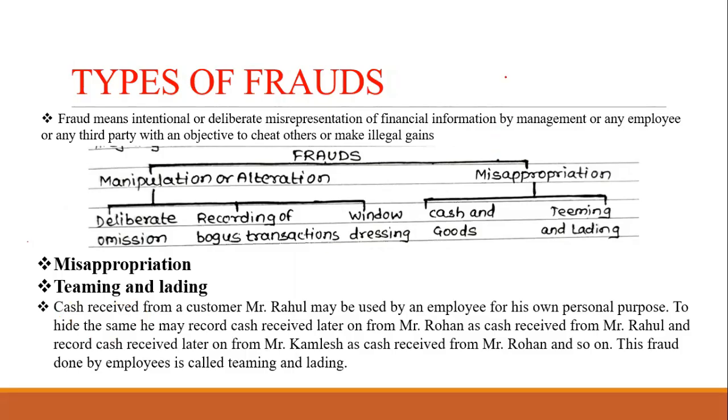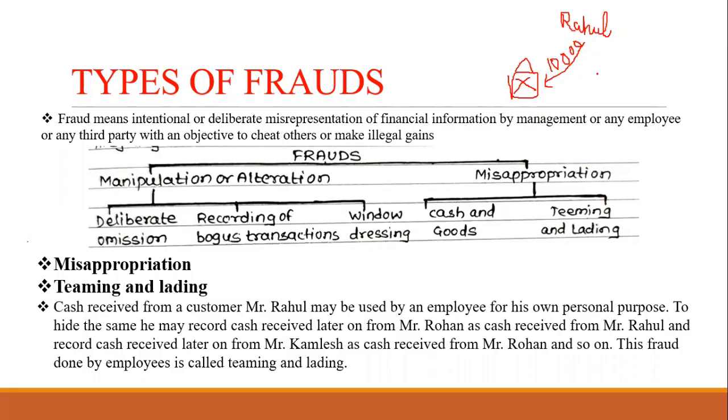Cash received. Let's say you are working in company X, or you are Mr. X working in a company. Cash received from a customer. There is one customer called Rahul. Cash received from a customer, Mr. Rahul, may be used by an employee for his personal use. So let's say Rahul, a customer, gave a payment to the company, let's say rupees 10,000. Now, as your duty, you had to post this amount into the bank account of the company. But you didn't do that. You used it for your own personal use. Rahul gave money to the company, but you didn't record it in the company's account, you posted it in your own personal account.